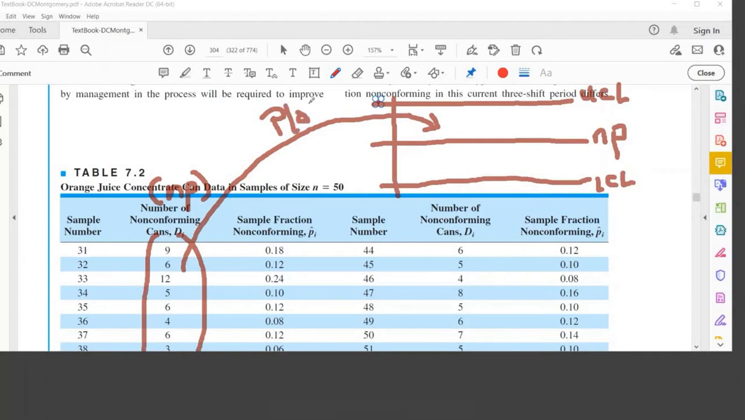Very simple. We don't have to calculate p, we directly plot. For example, 9, plot the 9. The 6, plot the number 6. 12, plot number 12. That's all, because what we plot is np. What is np? The number of non-conforming units.